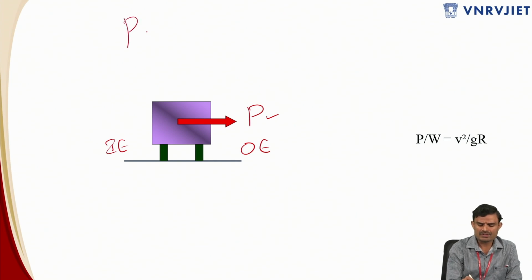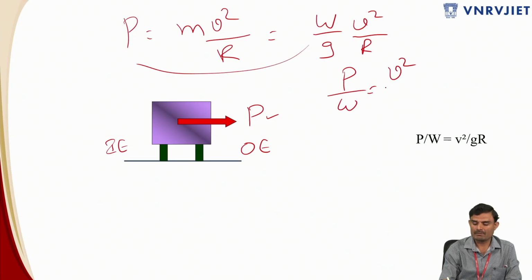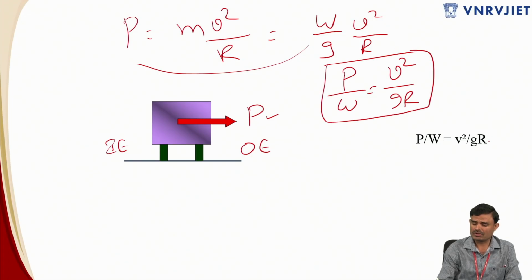Generally the centrifugal force is given by the equation P is equal to mv square by r. If you represent m as w by g, then P is equal to w by g into v square by r. Therefore, I want to get a parameter, bringing this w over here, P by w is equal to v square by gr. This is equation 1. So initially we have the centrifugal force acting in the outward direction on the outer edge, given by P is equal to mv square by r. So I have arrived at the parameter P by w, which is v square by gr.